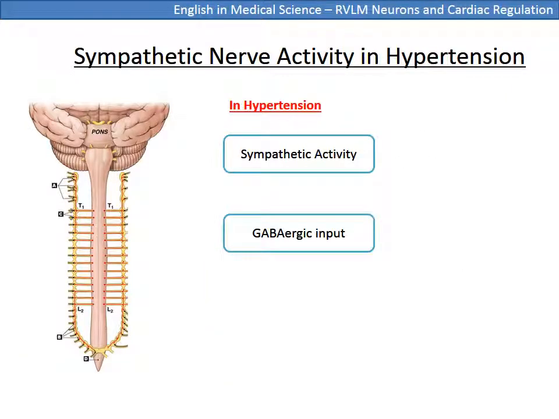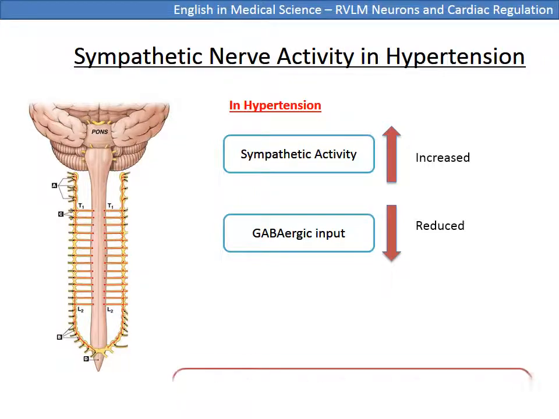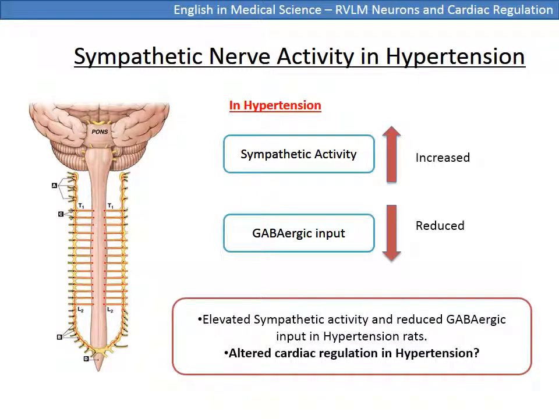This is where the importance of homeostasis of this regulation comes into the center of attention. In previous research, it has been found that hypertensive rats have an elevated sympathetic activity. Most interestingly, the GABAergic input is also found to be reduced. As we have mentioned before, GABAergic input is important in maintaining the inhibitory response. So reduced GABAergic input will lead to uncontrolled and higher sympathetic activity.